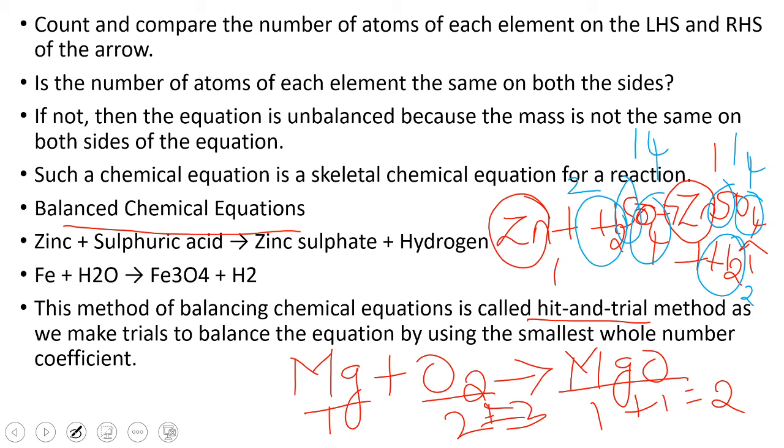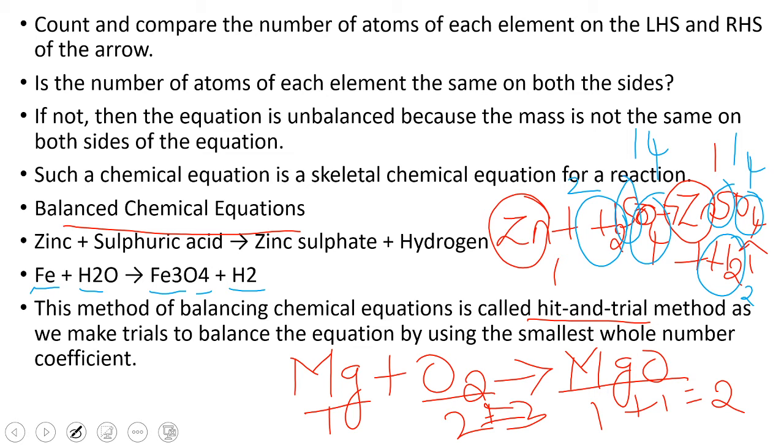Iron reacts with water to give rise to iron oxide plus hydrogen. Is this a balanced equation? Let's discuss. I don't have place here, so here only I will do it. See, here only one iron is there, but here three irons are there. Two hydrogens are there, here also two hydrogens are there. But here oxygens are four, right? Four oxygens are there, but here only one oxygen is there.